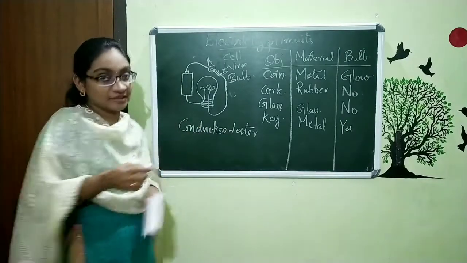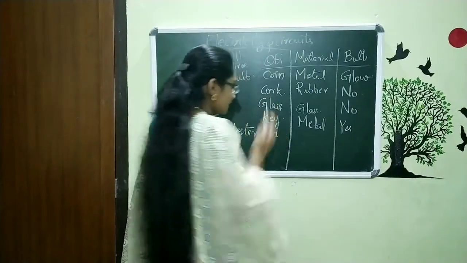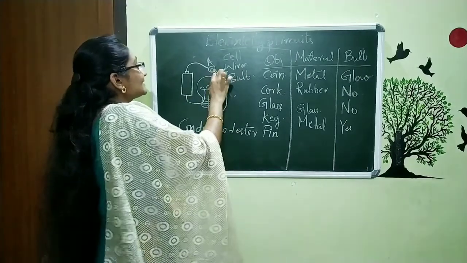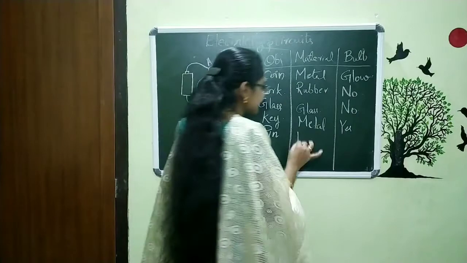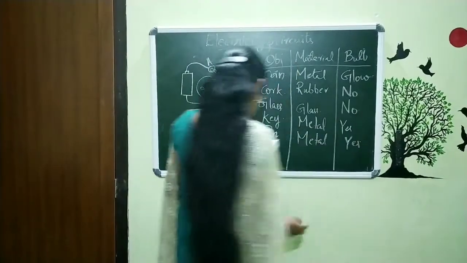The next is pin, our safety pin. For the pin, what happens when we are placing the pin instead of this key? It is also made of metal. So it will behave similarly and the bulb will glow.